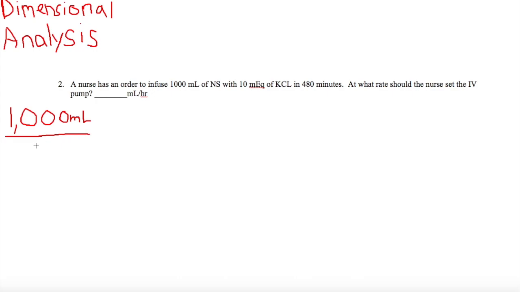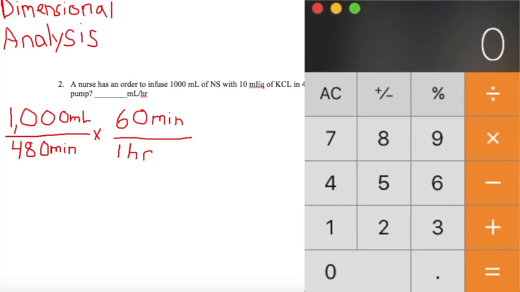We're going to put our 1,000 mLs over our time, because we know we're looking for mLs over time, but we need to convert that time from minutes to hours. We are going to take 1,000 mLs over 480 minutes times 60 minutes, because when we put minutes on top, it's going to cancel out, and that is also going to put our mLs over our hours. Punching that in the calculator, we have 1,000 mLs times 60 minutes divided by 480 minutes divided by 1 hour equals 125 mLs per hour.